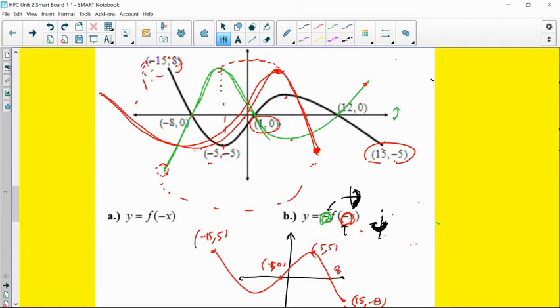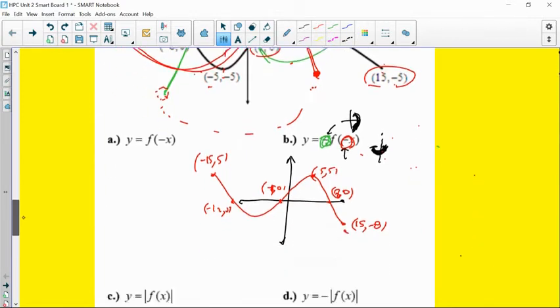That's positive 8, 0. And this intercept here of 12, 0 now became negative 12, 0. So that's the image of both reflections. Okay, maybe I'll do one more here.